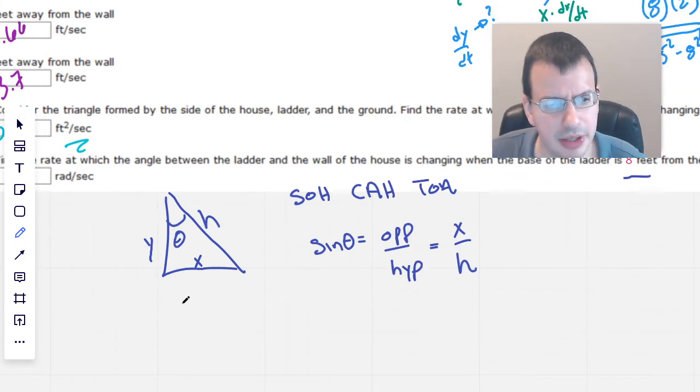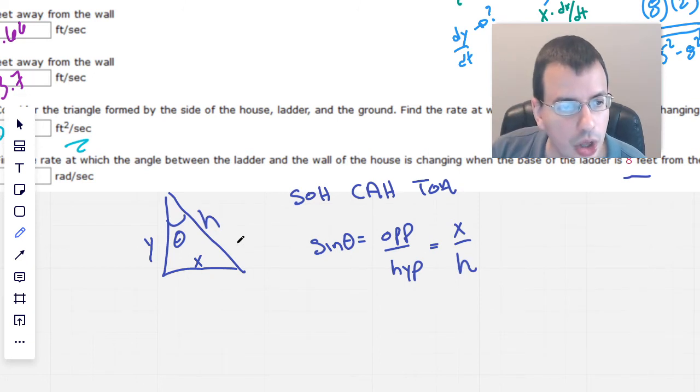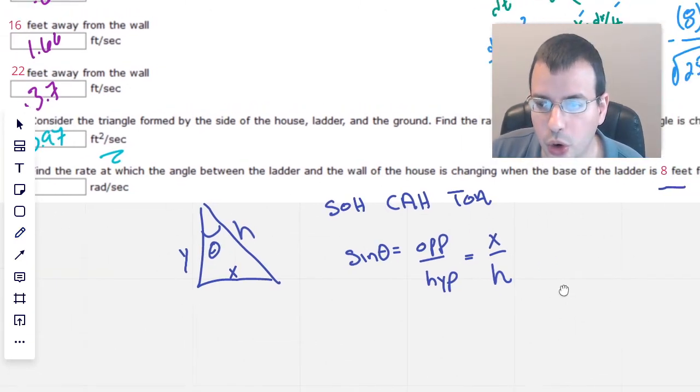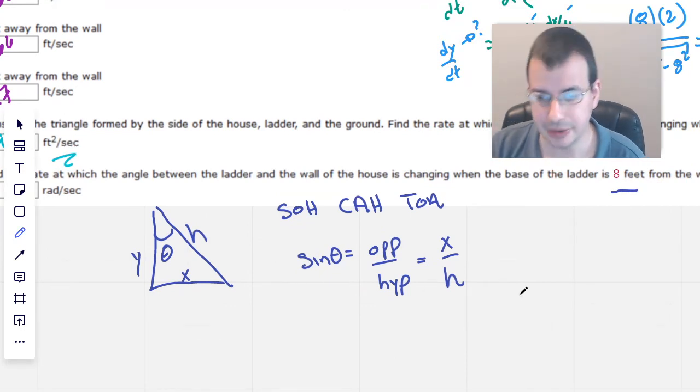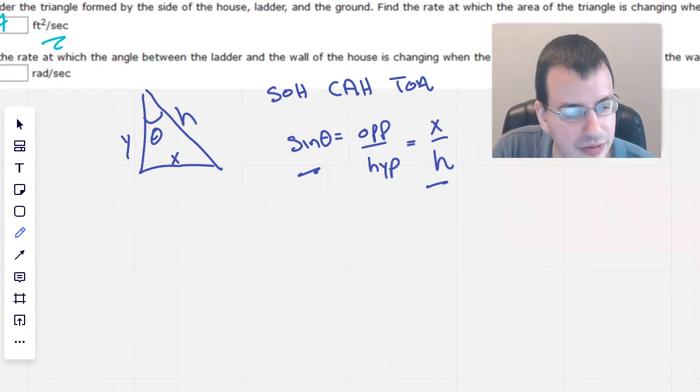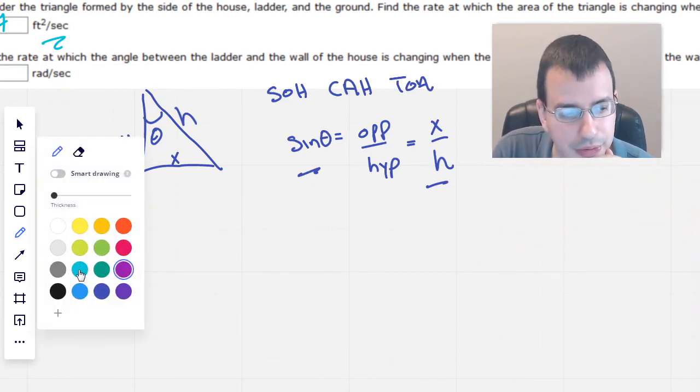And so that's the angle that we want? Okay, maybe. Find the rate at which the angle between the wall is changing. So we want d theta dt. So we have this equation right here. And we want to take the derivative of both sides.